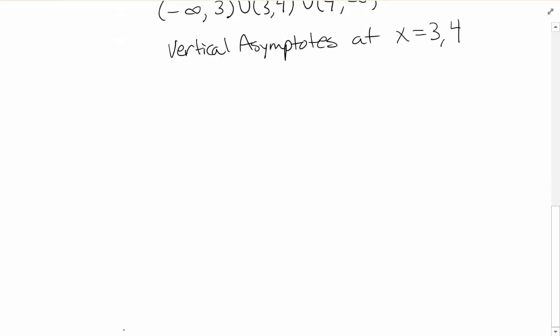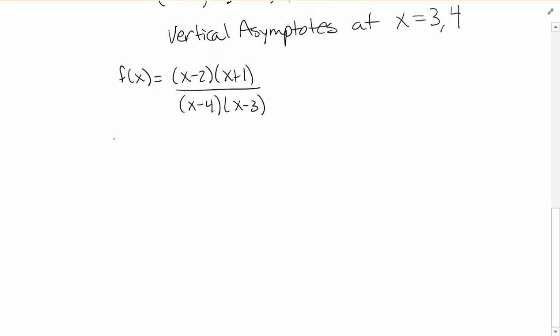So I want to figure out what's the behavior of these vertical asymptotes. So let's get my function down here. f of x is equal to x minus 2 times x plus 1 over x minus 4 times x minus 3. Okay, so let's figure out what's happening there. Let's say we're approaching 3 from the left-hand side. I already know right around 3, this function has explosive behavior, really big up or really big down, because x equals 3 is a vertical asymptote. What I want to know is, as I'm coming in from the left, is it going up or is it going down? All I care about is the sign of the function as I approach 3 from the left.